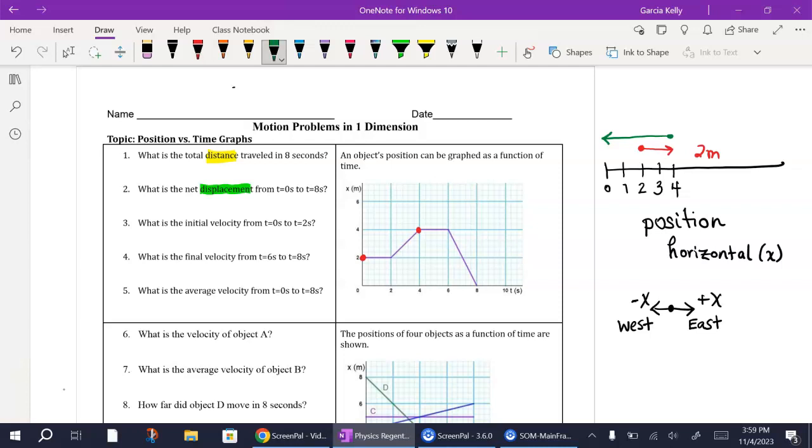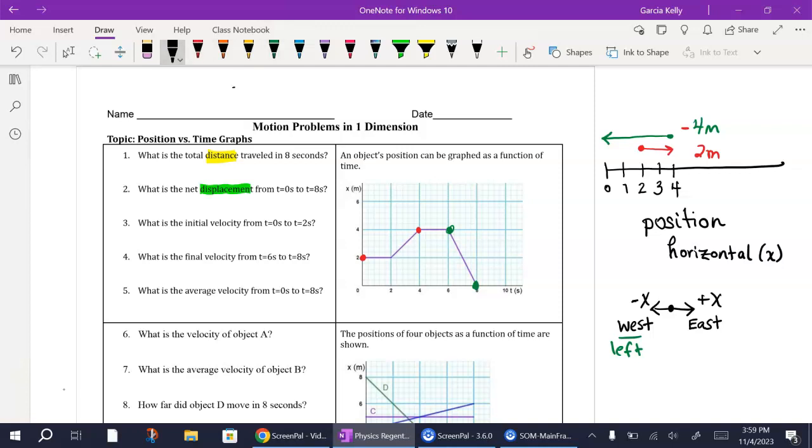Okay. Next, I'm going to show that I'm walking from 4 meters to 0. So that's why I've drawn this green arrow, the length from 4 to 0. You'll also notice that this green arrow is west. It's to the left. So I'm going to go ahead and put a little negative symbol in front of that.